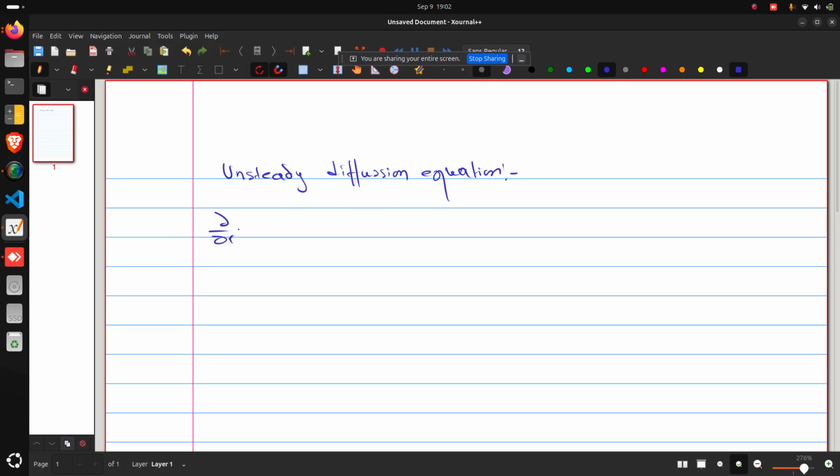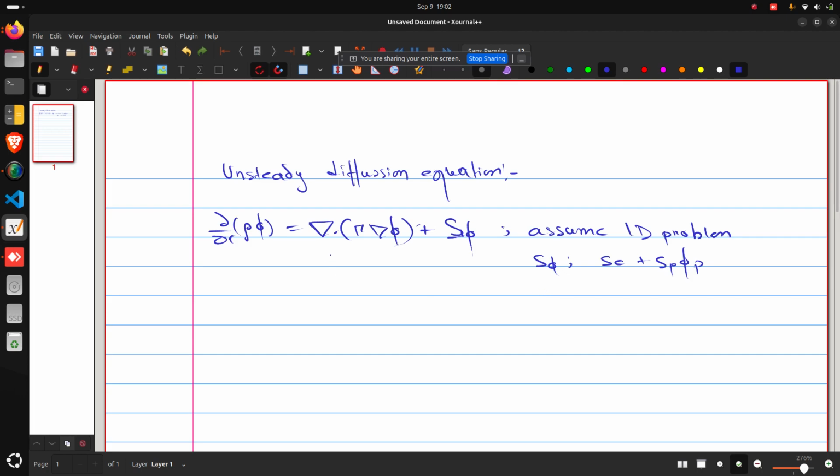Which is nothing but dou by dou t of rho phi equals del dot gamma grad phi, and also a source term S. We will assume a 1D problem, and the source will be modeled as Sc plus Sp phi p, and a linear profile assumption for the gradient at the faces.